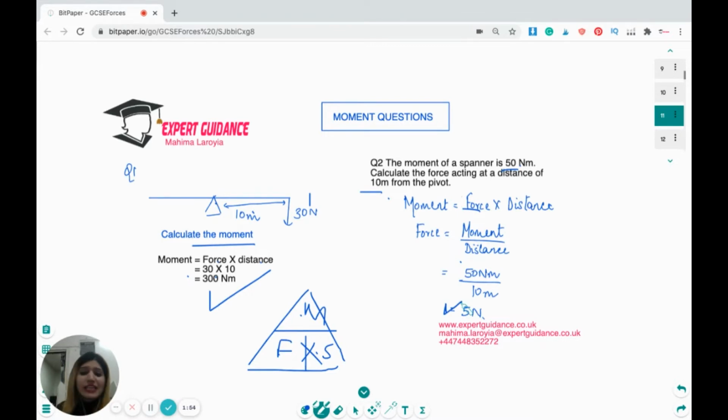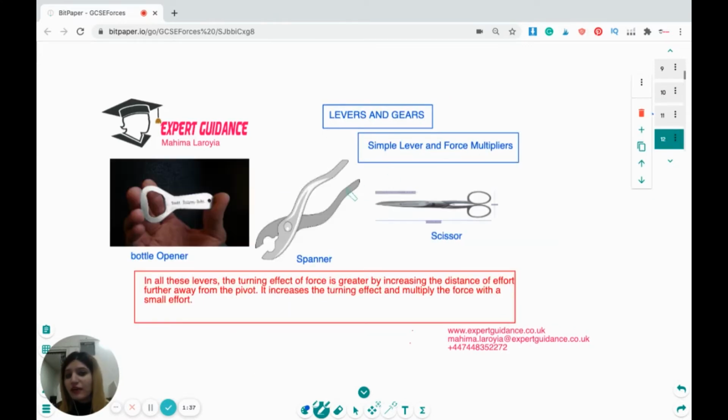Now please take care of the units here. The force has to be newtons and distance has to be meters. In the exam, they give you the centimeter units, and the students turn up using the same formula without converting the units to meters, and then they lose marks. So make sure that you take care of the units.